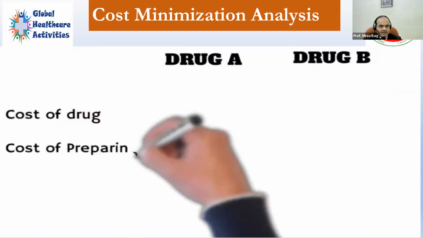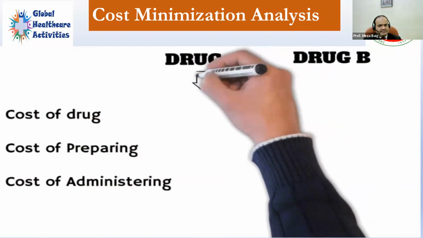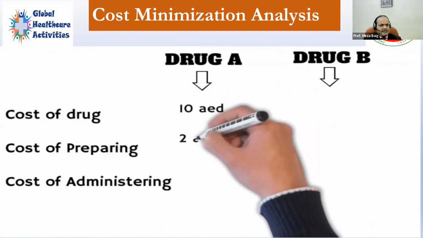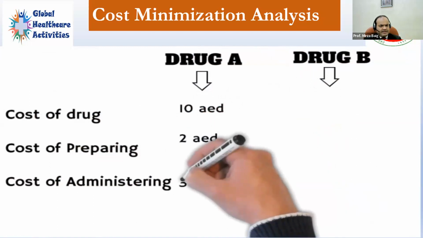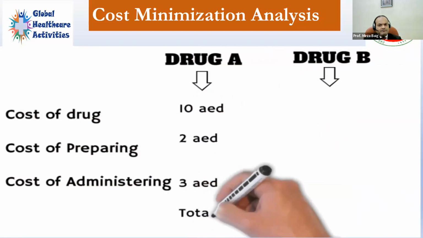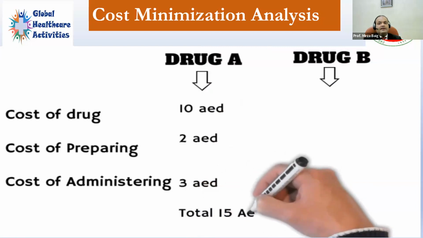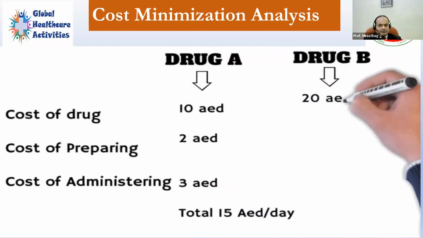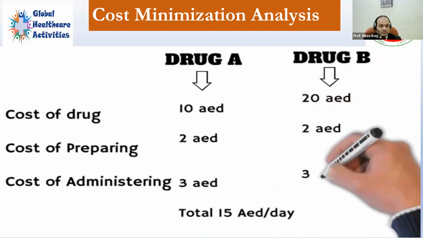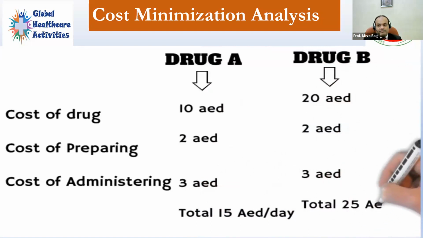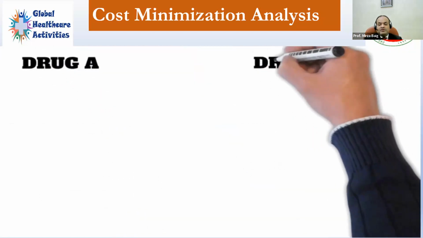For example, the cost of drug A, just as an example, I'm giving some numbers: 10 dirham for the cost of the drug, preparation cost is 2 dirham, and administration cost is 3 dirham. So overall, it would be about 15 dirham for drug A. And for a new drug like drug B, the cost of the drug might be 20 dirham, preparation is 2 dirham, and administration is 3 dirham. So here it is about 25 dirham. When you look at the cost, it feels like drug A is more economical when compared to drug B.